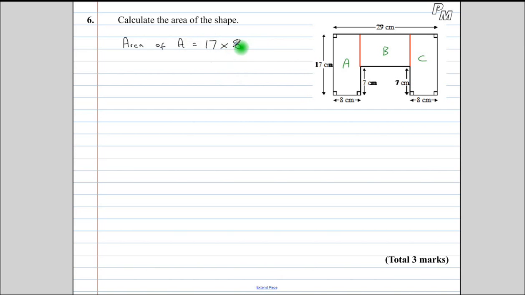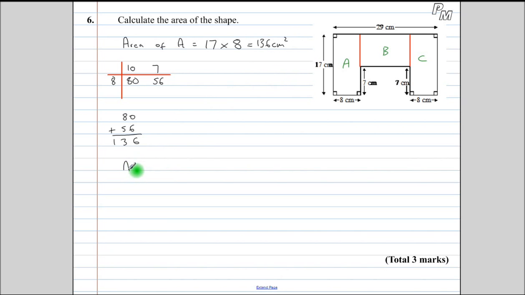Now, if you can't do that in your head, you need to be thinking straight away, what methods do I know to work that out? And you could use, for example, grid method. So I'm going to do 17 split into 10 and 7, and I'm going to multiply that by 8 by drawing a grid. And I would get 80 for 8 times 10, 56 for 8 times 7, and then I would do 80 plus 56, which gives me 136. Okay, so that one is 136 centimetres squared.